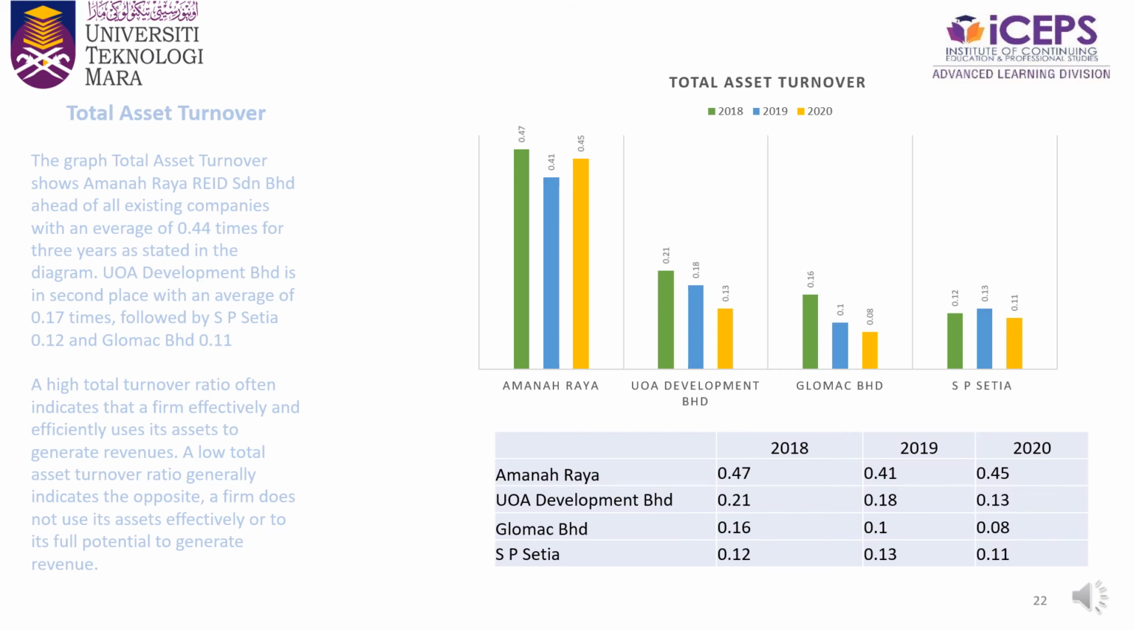A high total asset turnover ratio often indicates that a firm effectively and efficiently uses its assets to generate revenues. A low total asset turnover ratio generally indicates the opposite: a firm does not use its assets effectively or to their full potential to generate revenue.